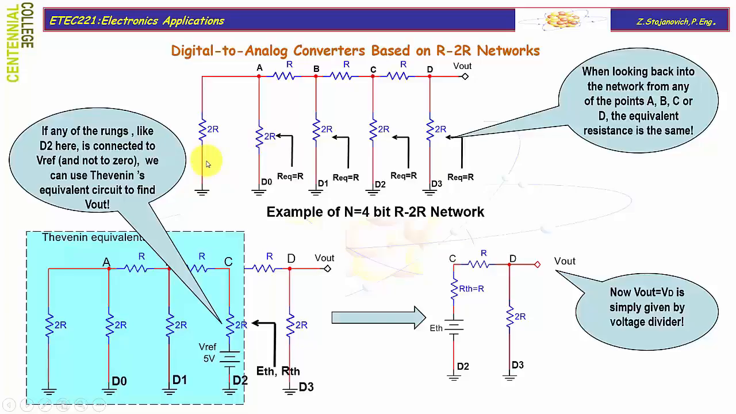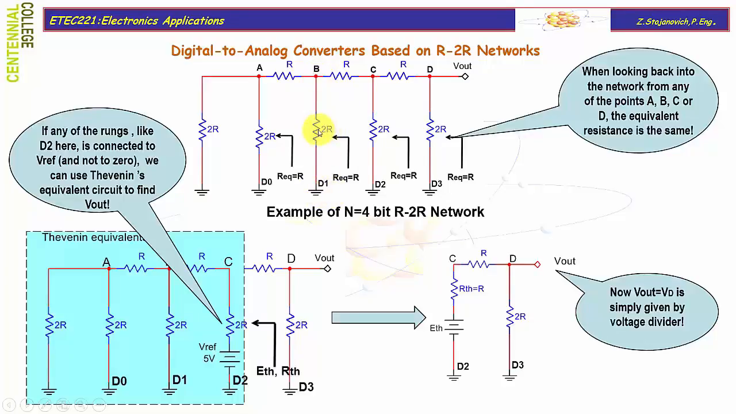R2R networks, which are terminated by a 2R resistor, that would be the 2R resistor, have one very interesting property. When looking back into the network from any vertical branch, either A, B, C, or D, we find the equivalent resistance to be the same, and it's equal to R. For instance, let's find the total equivalent resistance looking back into the circuit from point B and common.